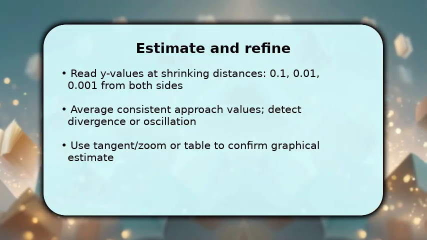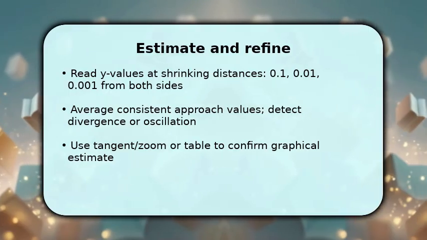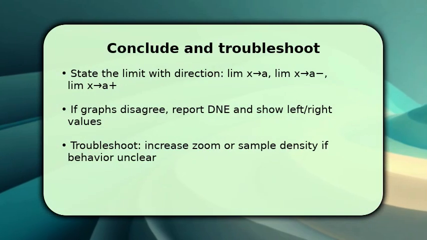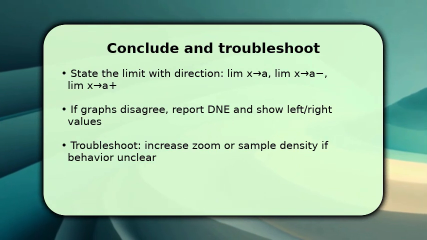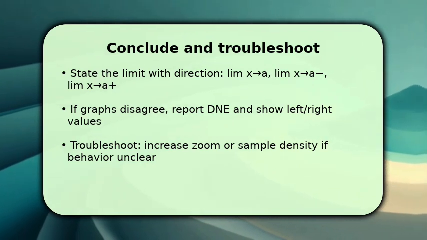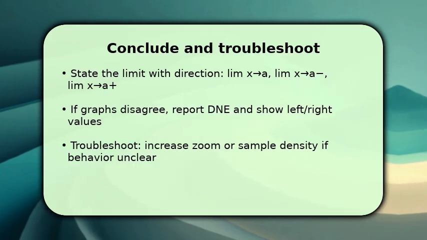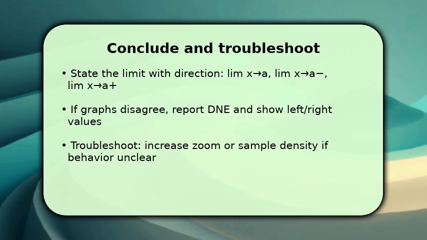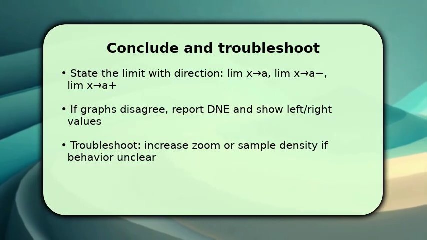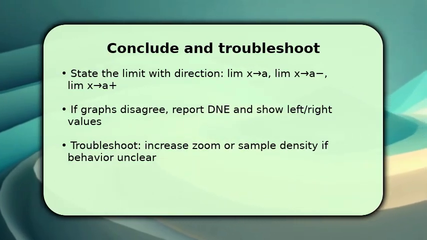Finally, state the limit clearly. If both sides match, write lim x→a f(x) = L. If only one side does, write a one-sided limit. You should explain why the graph supports that value, pointing to matching Y values as X shrinks. If the graph shows different left and right behavior, say the limit does not exist and give both one-sided values.